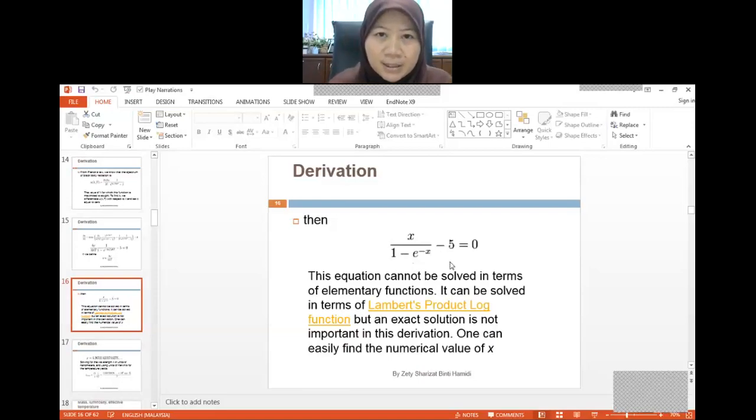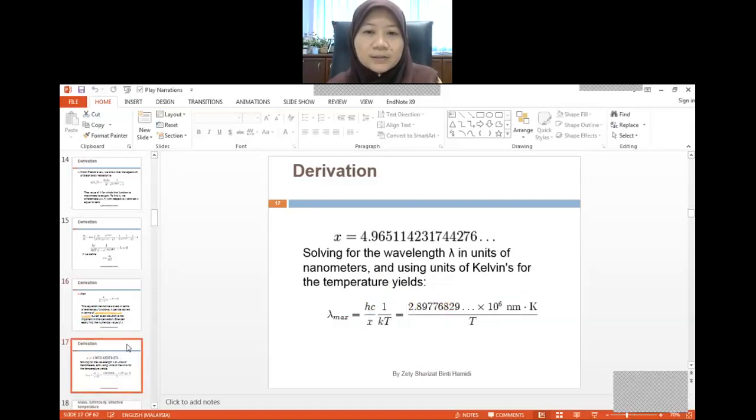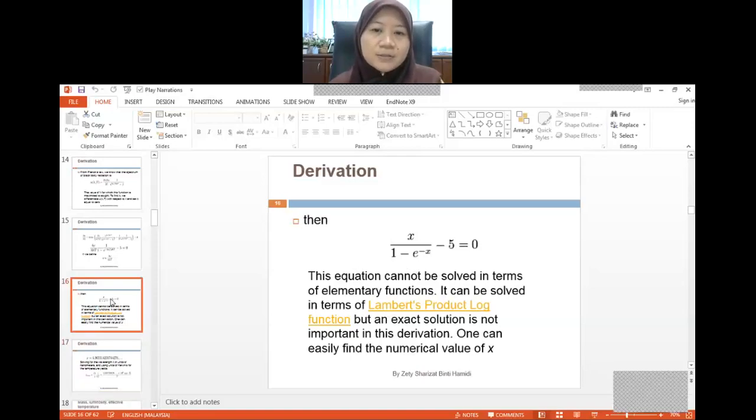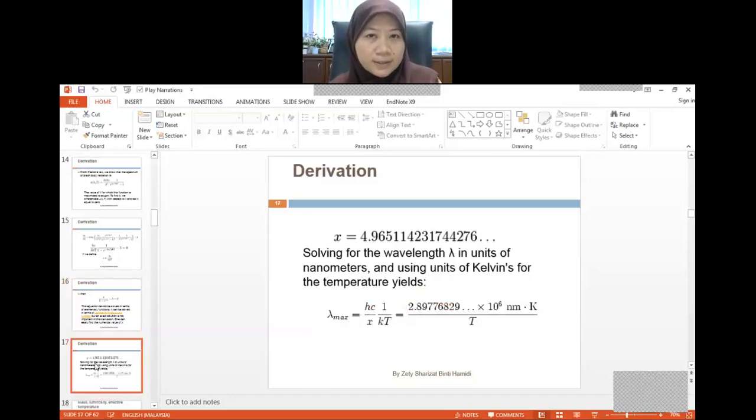This is based on a mathematical method where we use the product log function. This is important because it makes the formula easier to solve. From this we can put that x is equal to 4.965. So once we put x over 1 minus e to the power of negative x equals 5, we have that x is 4.965.